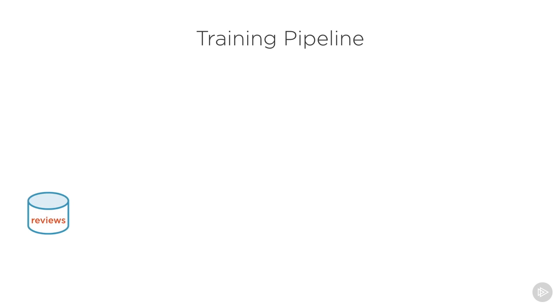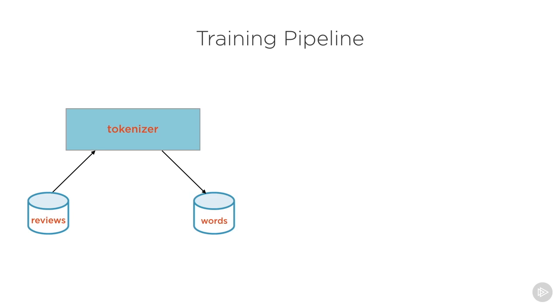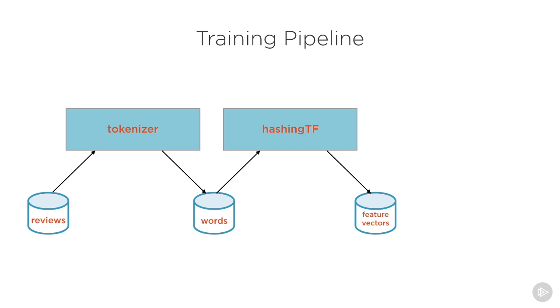Let's start off by looking at the training pipeline for our machine learning model. The raw data that we're going to work on are reviews that may have been left by customers on a site such as Yelp or Rotten Tomatoes. These reviews are then passed into a tokenizer, which will split up these reviews into words. These words may be passed into some kind of hashing transformers, which will then convert these to feature vectors, which will serve as inputs to our machine learning model.